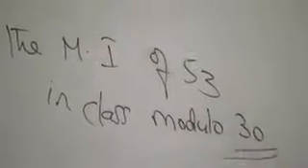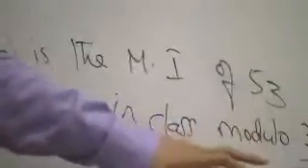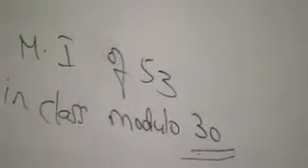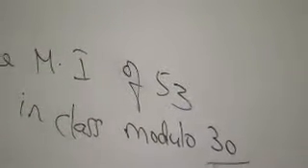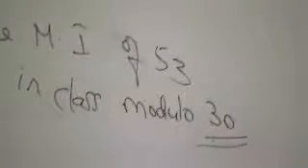Right? So now, are we really interested in this negative 13 or 17? 17 is the multiplicative inverse of 53 class modulo 30. Is that what you want to find there? No. You want to find the multiplicative inverse of 30 in the class modulo 53, right? So what we are really interested in is 23.